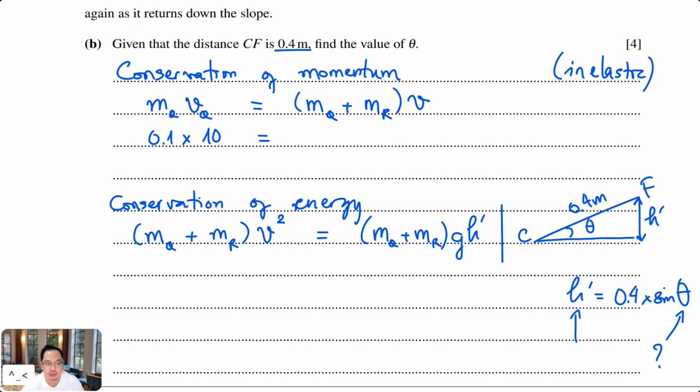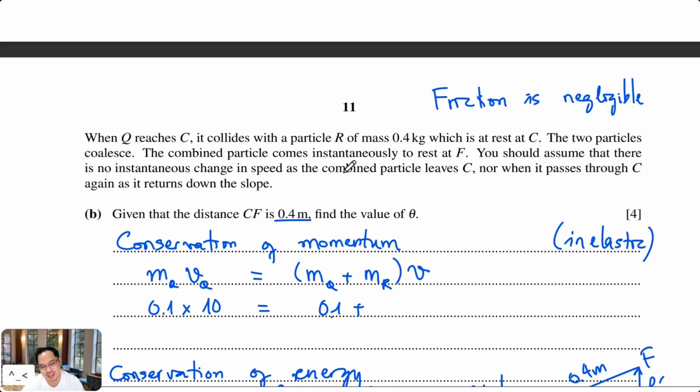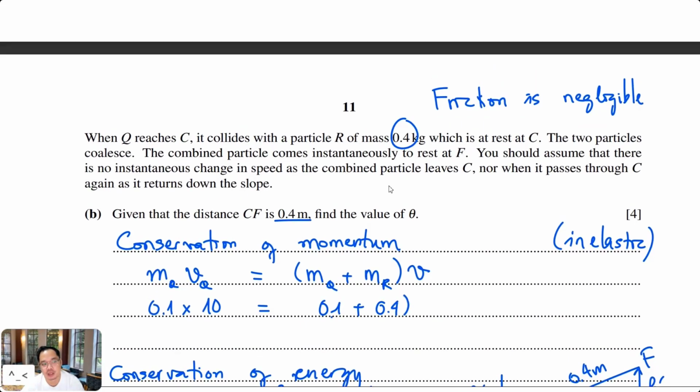Okay, this is 0.1 plus what is the mass of R? It is still 0.4 kilogram here. The mass of R is 0.4 kilogram. So the sum is 0.5. Speed V here: 1 divided by 0.5, which is 2 meters per second.